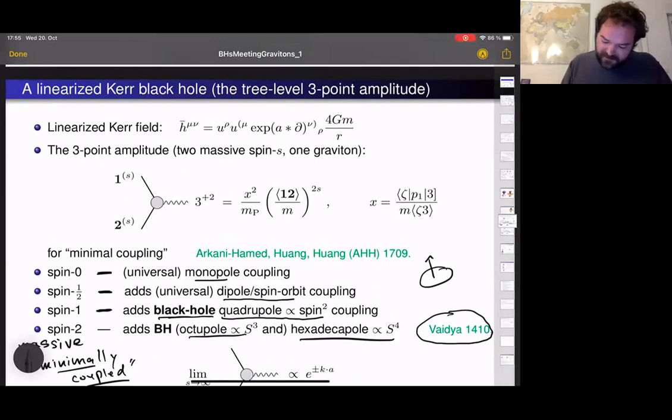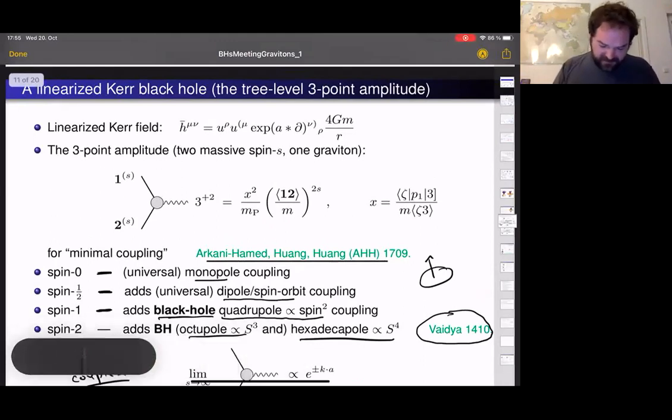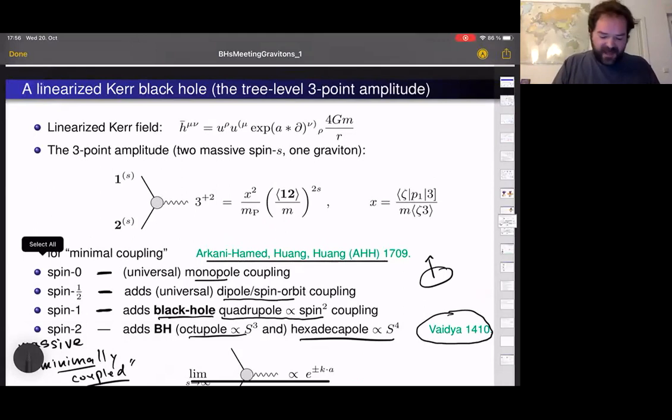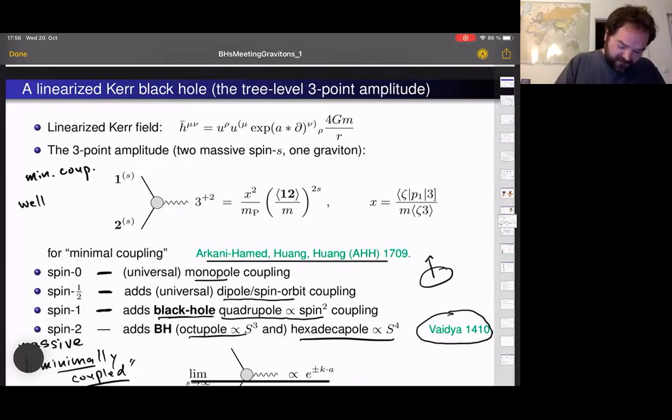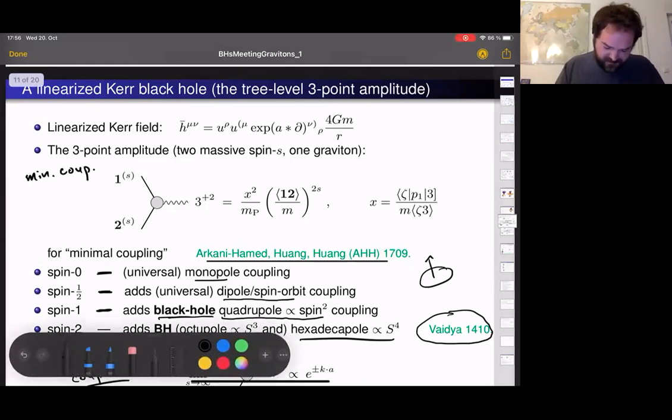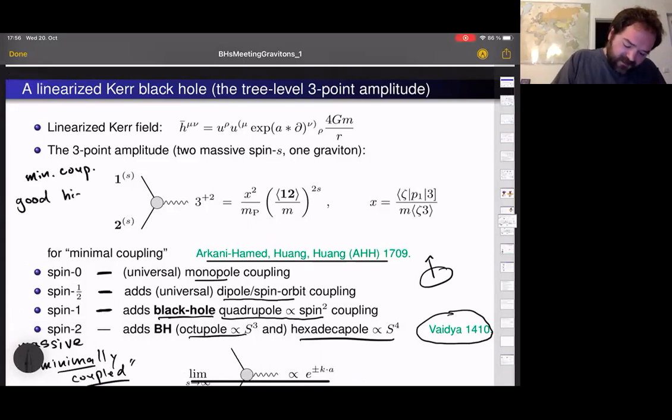of this story was, a few years later, Arkani-Hamed, Huang, and Huang had a paper. The title of the paper was Scattering Amplitudes for All Masses and Spins. And they were looking at massive spin S particles meeting gravitons. And the word black hole doesn't appear in the entire paper, but they wrote down certain 3-point amplitudes that they argued were the unique minimal coupling. Again, according to a certain definition of minimal coupling, that's essentially uniquely singled out by having a well-behaved, or let me just say a good, high energy limit.